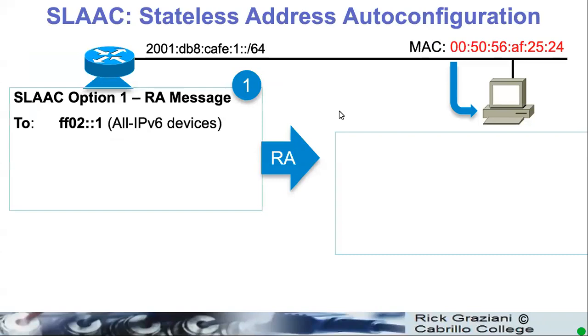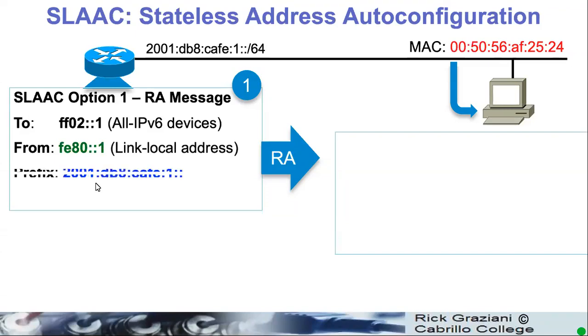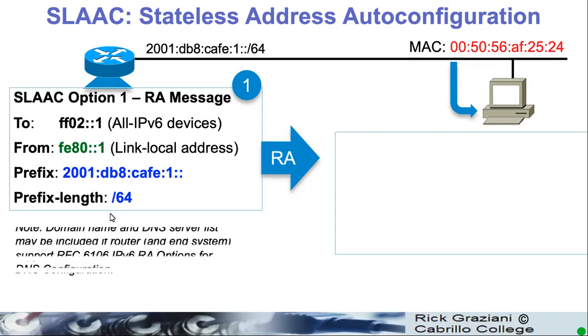Okay, so the RA message. It's sent to all IPv6 devices from the link local address. There's the prefix, there's the prefix length that's being sent. And we're assuming, I don't have it here, but it should be, we also have the A flag set to 1. That's the default.